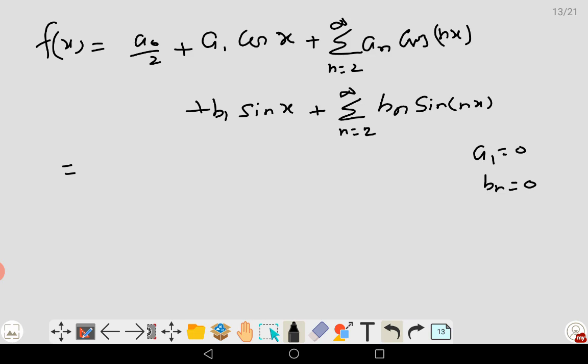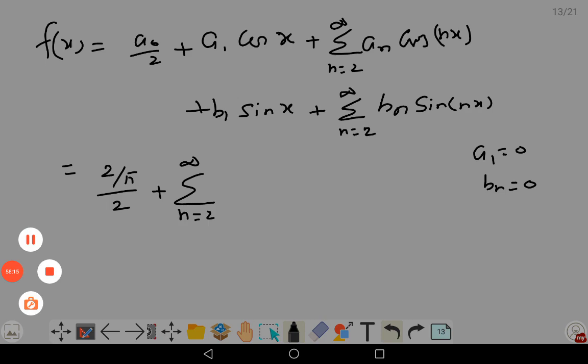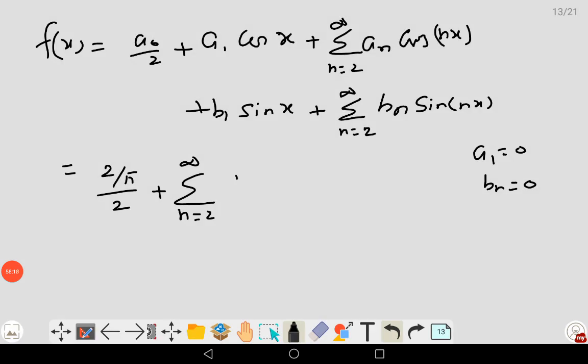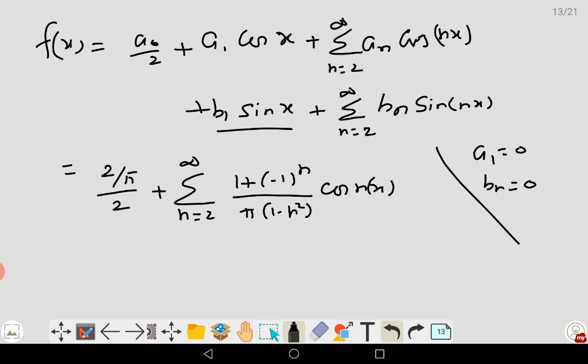So what we get, a0 is given here, a0 over 2 is 2 over pi over 2, that is 1 over pi, plus the a1 term, and you can write the sum n from 2 to infinity an, where an is 1 plus negative 1 to the power n over pi times 1 minus n square, cosine nx, plus another term, this one b1 is half, so plus half times sin x. That's the end of this problem.